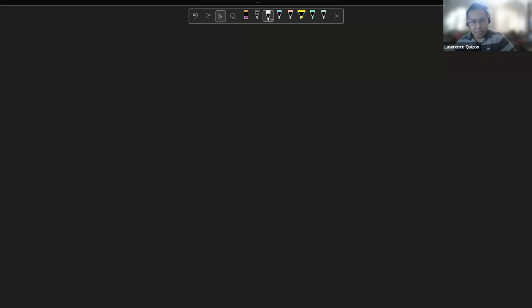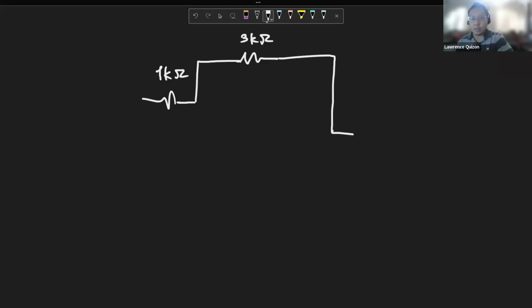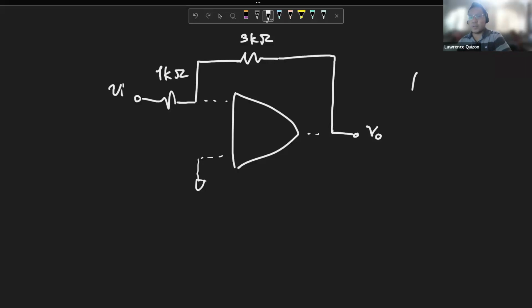So, now let's deal with a real op-amp. A real one, meaning I'm going to put in a 1 kilo ohm resistor here and a 3 kilo ohm resistor here. And this is our output voltage. Now, if this were an ideal op-amp, your gain would be 3, right?